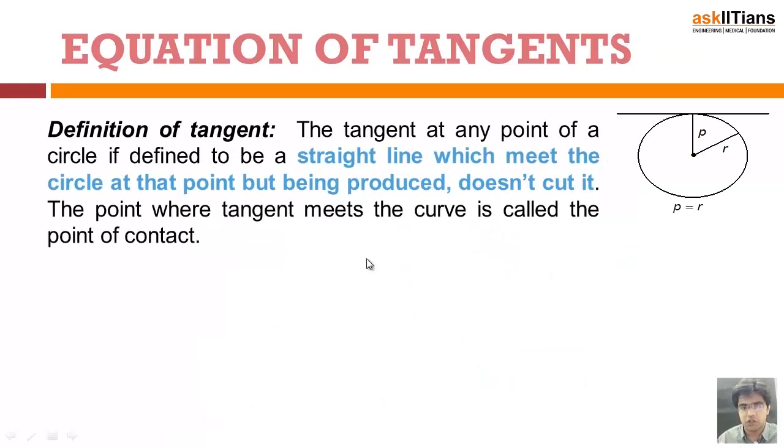Now let's move to the equation of tangent. But first of all, what is a tangent? The tangent at any point of a circle. For example, suppose this is the point.